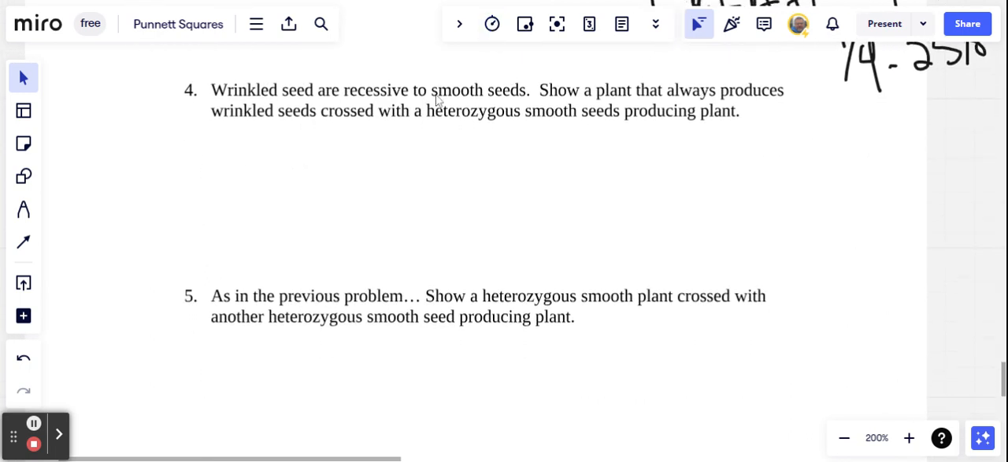If you then want to check number 4, it says wrinkled seeds are recessive to smooth seeds. So smooth I'm going to make capital S, and wrinkled is going to be a lowercase s. Sometimes I put a line through it too. Show a plant that always produces wrinkled seeds crossed with a heterozygous smooth seed plant. If it always produces wrinkled, this is a recessive trait, so it has to be homozygous recessive. Put a little line through it to make sure I remember it's lowercase. With the heterozygous smooth, it has two different alleles. Then we're going to cross it.